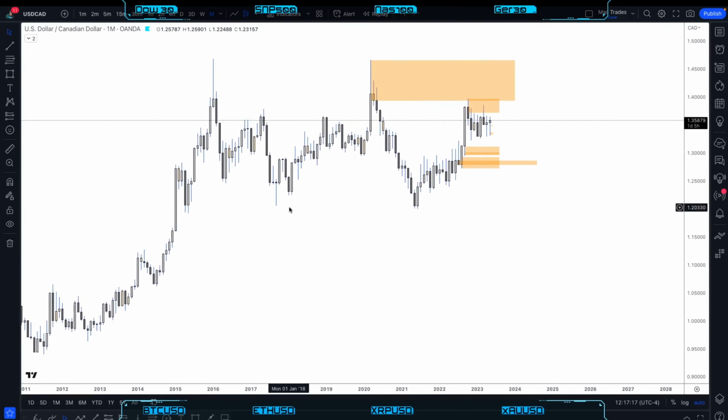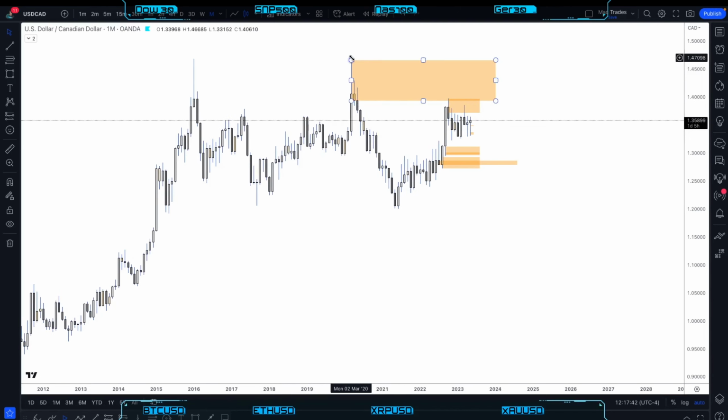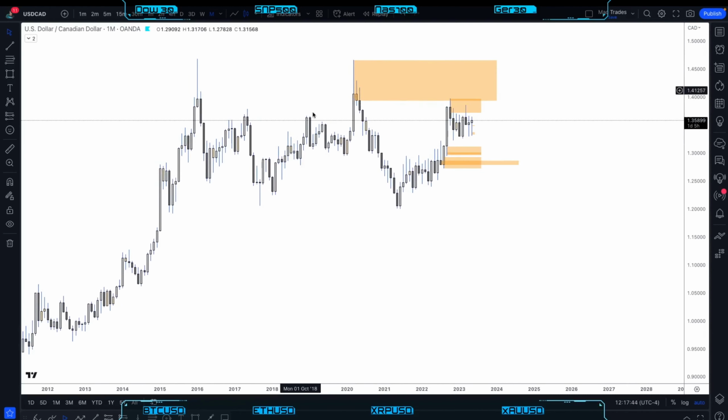All right, so on USDCAD, of course, we're going to start on the monthly time frame. Our job is to essentially identify where we have institutional demand and institutional supply. So here we can see we have institutional supply. Now, I really don't like this long wick. Because this wick is so long, you would definitely want to refine this down to the lower time frames if price were to come into this area.